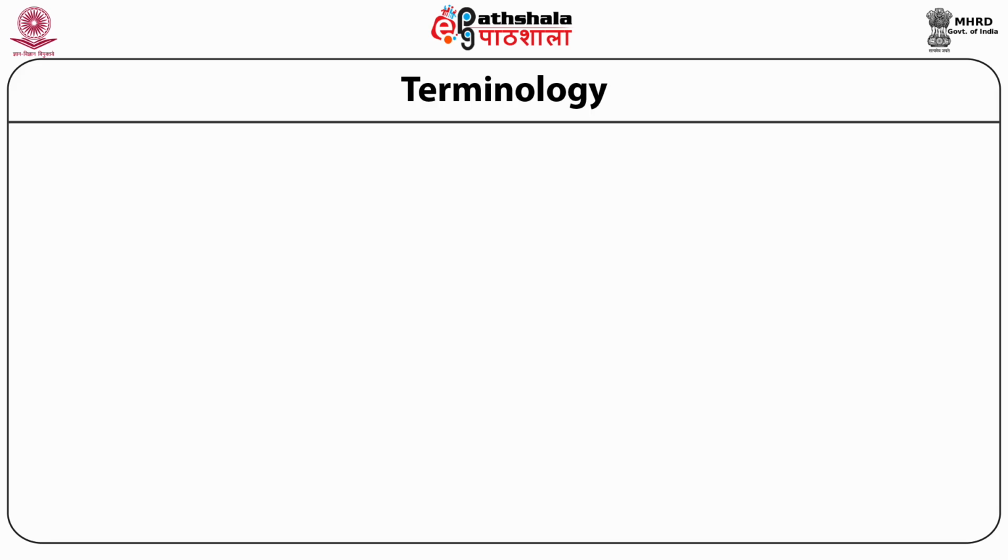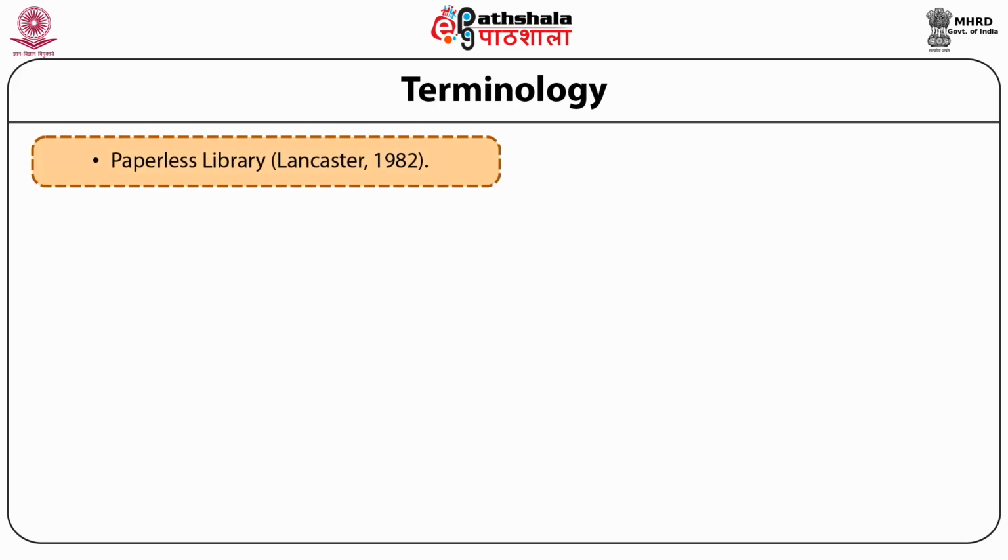Several terms have been coined at different times to represent the concept of libraries without books, libraries having information in computer readable format or having access to information in digitized or digital formats. The terms which have been used at different times include paperless library, that was first used by Lancaster in 1978 in his book entitled Towards Paperless Information System, published by Academic Press.